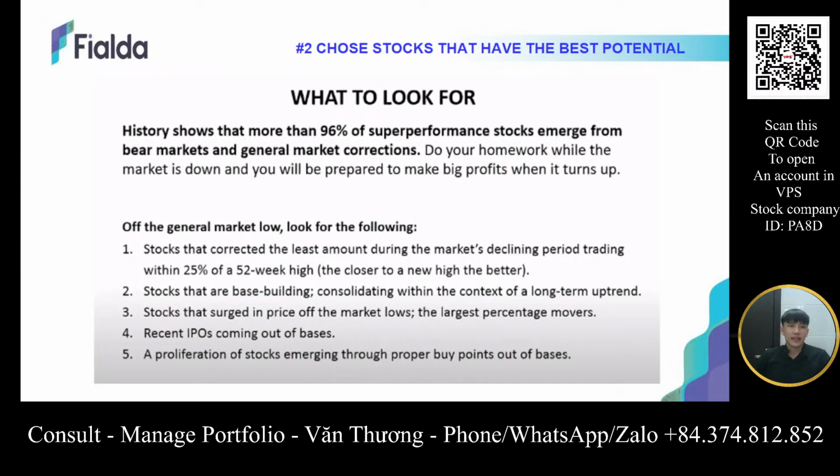And these are the five types of stock I'm going to look for. History shows that more than 96% of super-performance stocks emerge from the bear market and general market correction. Do your homework while the market is down, and you will be prepared to make a big profit when it turns up. So there are five types of stock I'm going to look for.